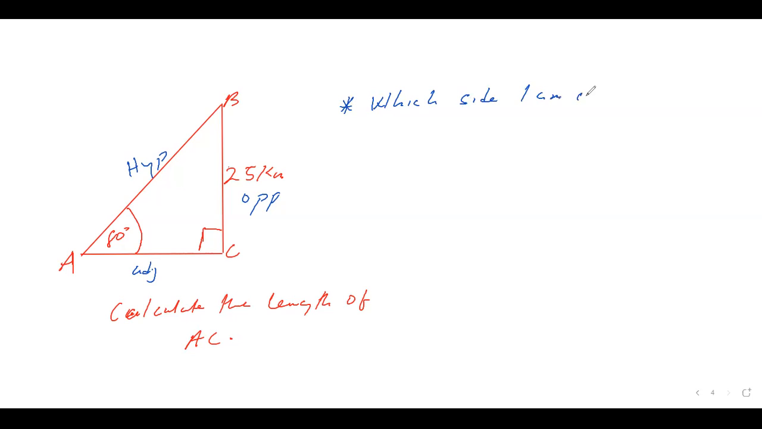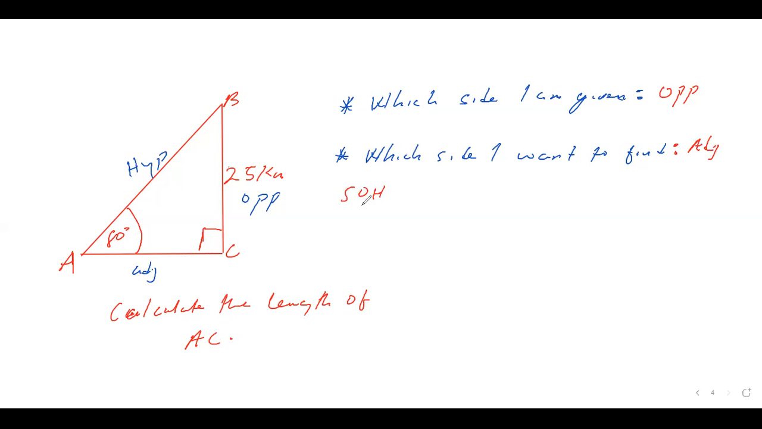Now we ask ourselves two questions, right? Which side am I given? Then the next question, which side do I want to find? Which side am I given here? Opposite. Which side do I want to find? They asked me to find AC. AC would be which side? Adjacent. All right, so I want to find the adjacent.